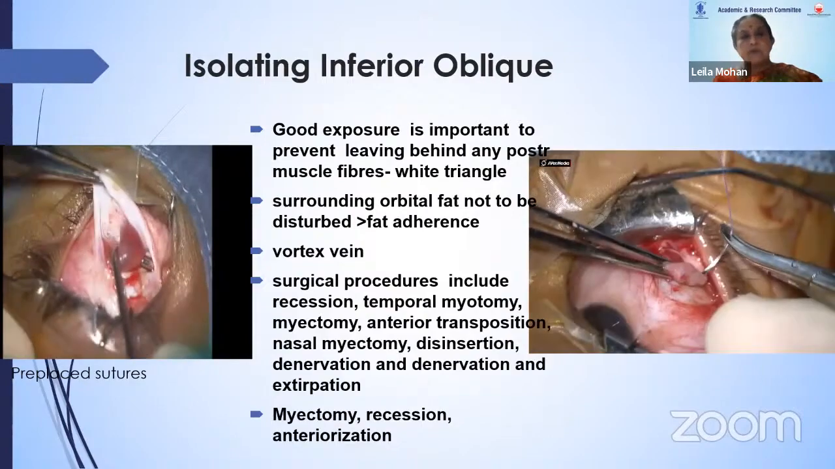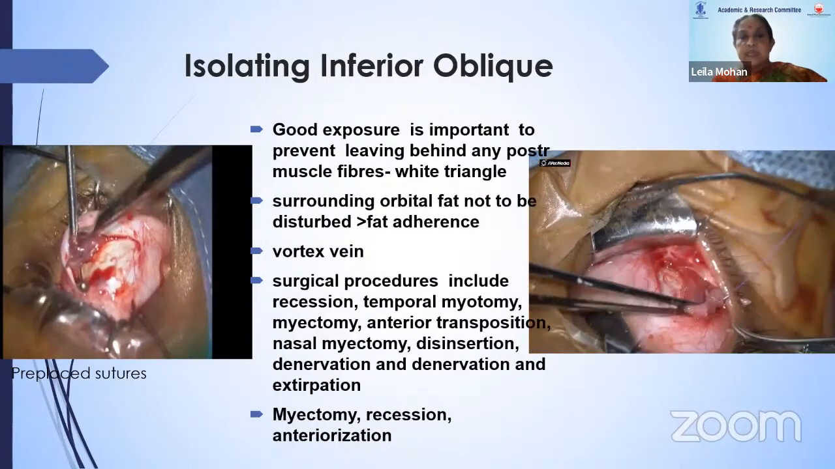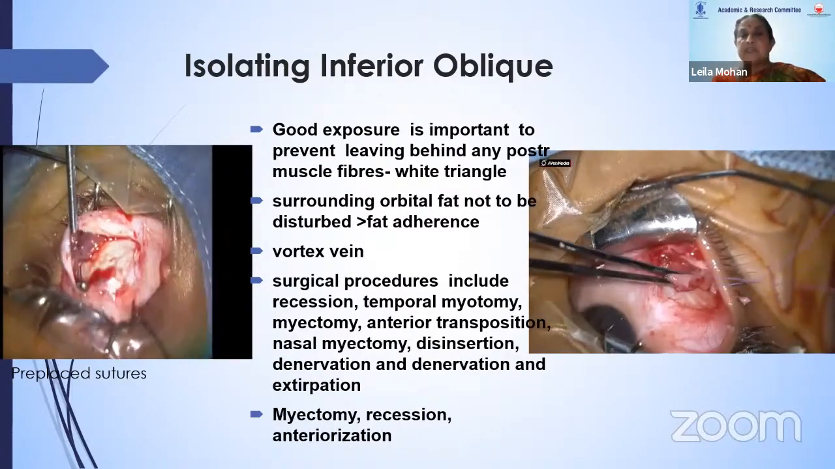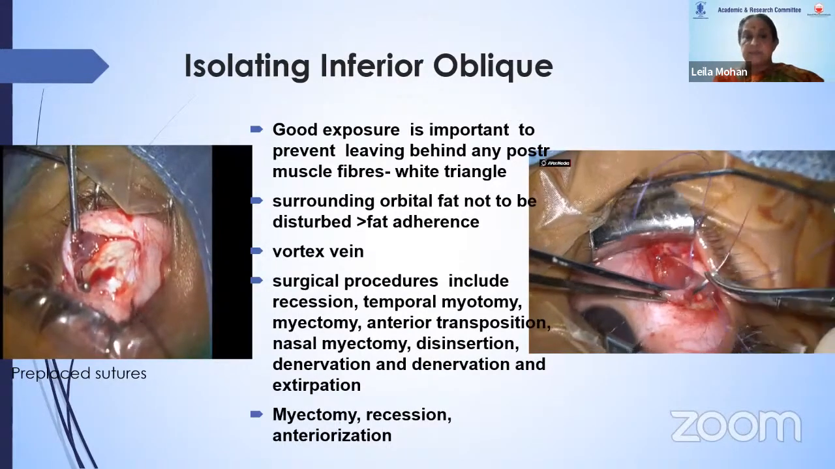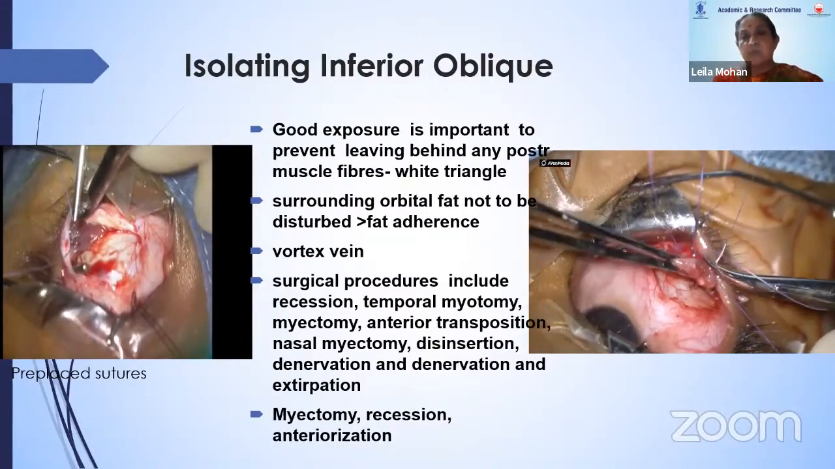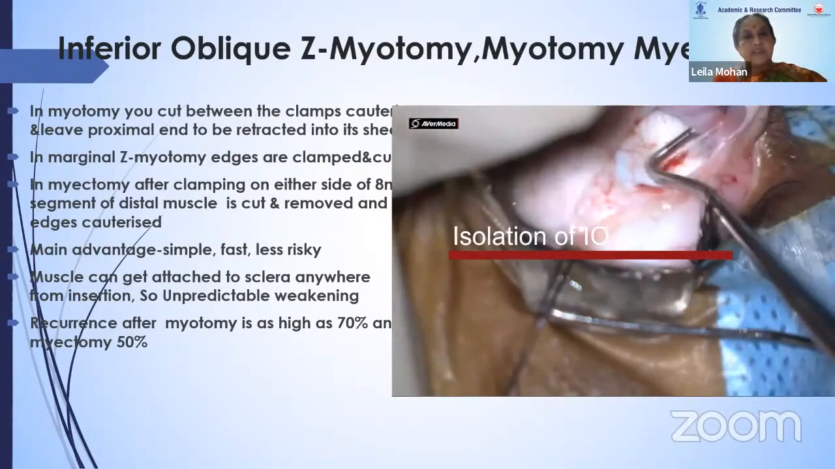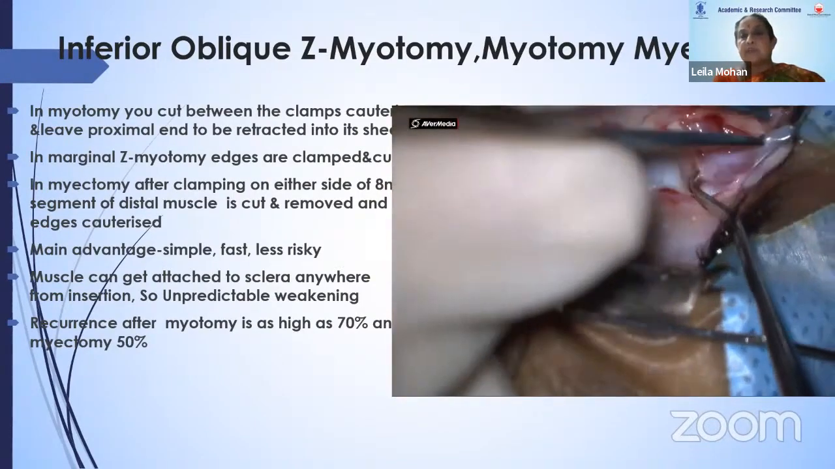Surgical procedures include recession, temporal myotomy, myectomy, anterior transposition, nasal myectomy, disinsertion, denervation, and denervation extirpation. But myectomy, recession, and anteriorization are the most commonly done ones. So coming to myotomy, Z myotomy can be done. In myotomy, you cut between the clamps, cauterize and leave the proximal end to be retracted into its sheath.